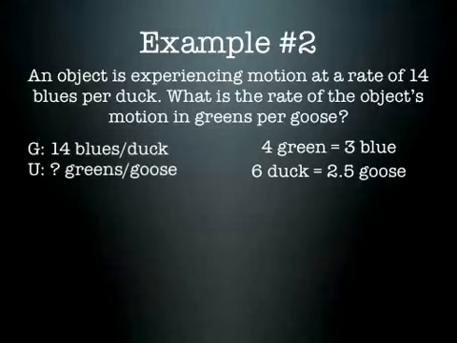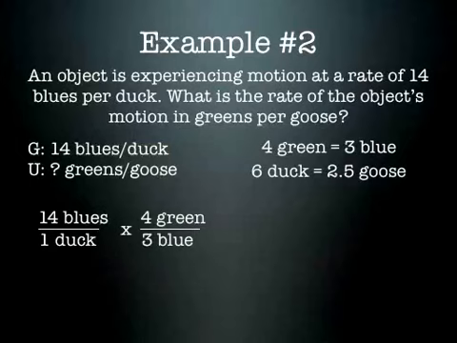So what do we know? We know that we are at 14 blues per duck, and we want to figure out how many greens per goose that is. So we know that 14 blues per duck actually represents 14 blues divided by 1 duck. If that's the case, then I need to first get rid of my blues, then I'll get rid of my ducks. So to get rid of blues, I'm going to take that exact relationship that I have. I'm going to put my 3 blues in the bottom and my 4 greens there in the top.